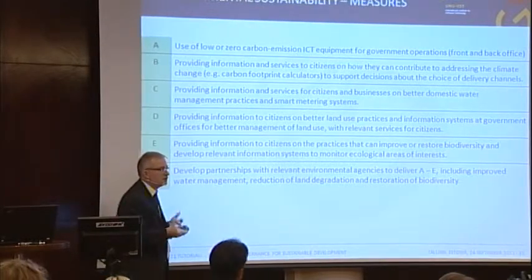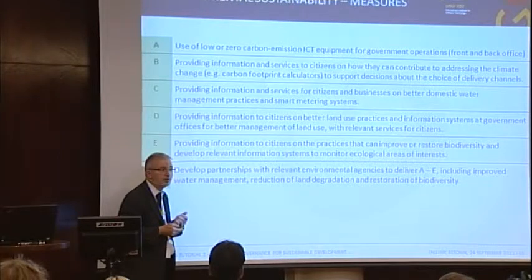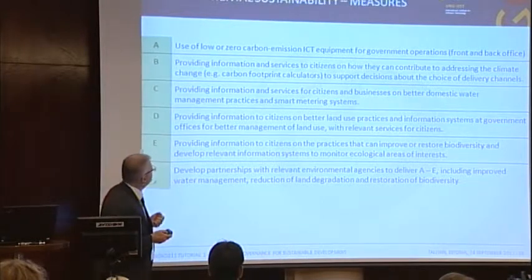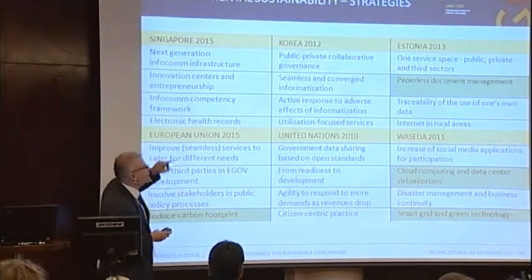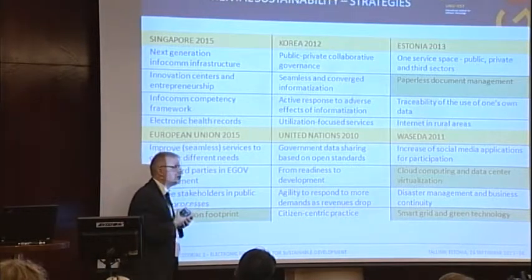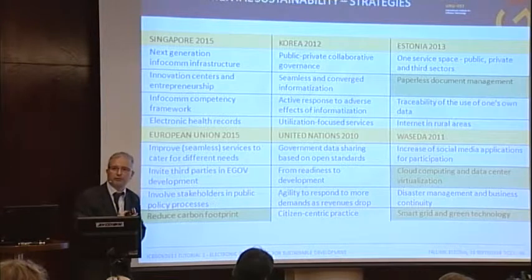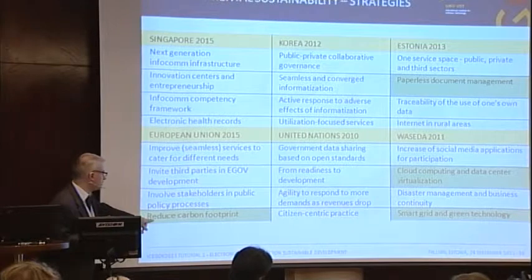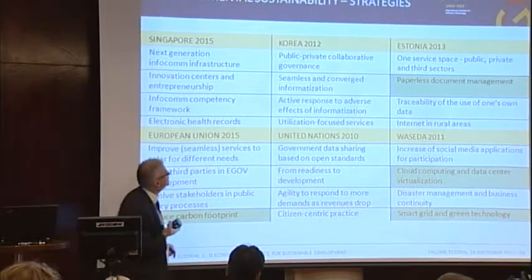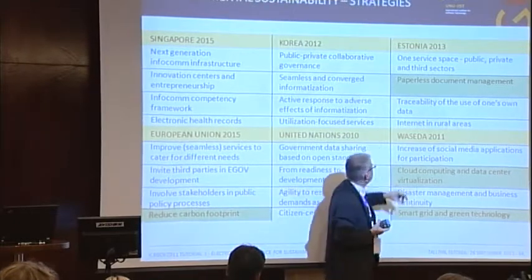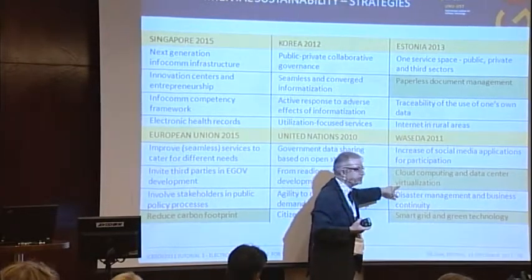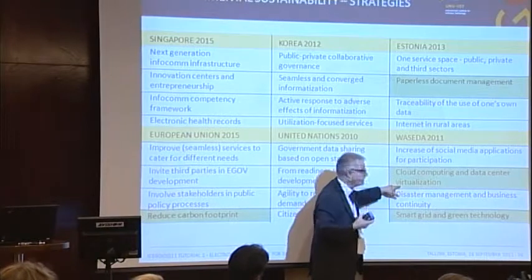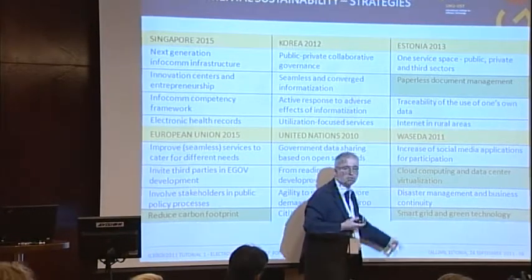So we have some concrete measures that ICEGOV can help in these totally non-technological areas and non-technological objectives. When we again look at the highlights from the national strategies, then several of them directly refer to the goal of environmental sustainability. For instance, the EU highlights the reductions in carbon footprint, Estonia, paperless document management, Waseda, cloud computing and data center virtualization. So cloud computing is a measure that we can apply to seek environmental sustainability, and smart grid and green technology.